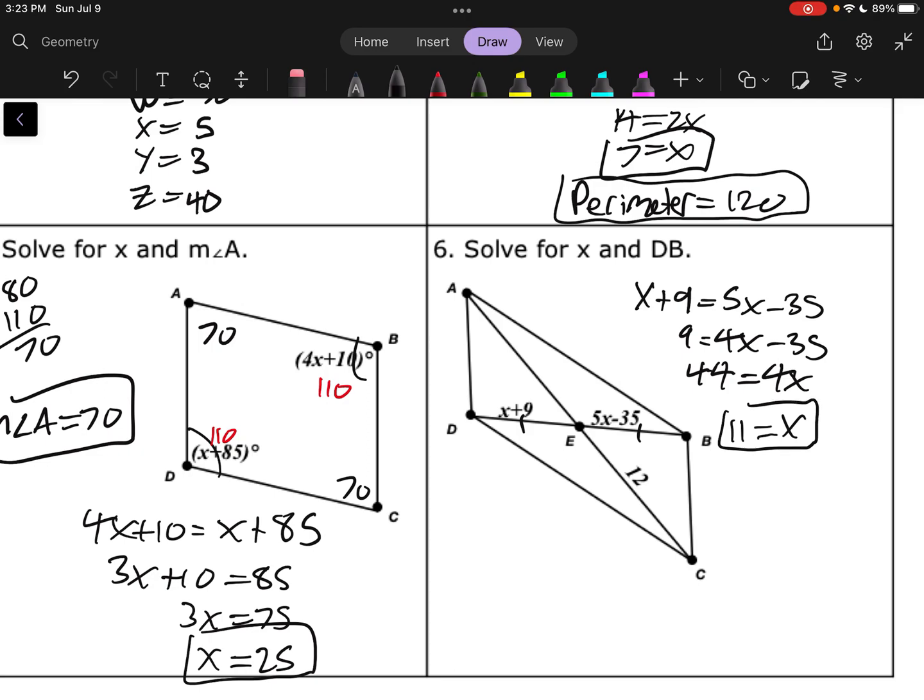And if x is 11 and I plug it back in, then 11 plus 9 is 20. And 5 times 11 is 55, minus 35 is 20. So the whole thing there, the whole dB would be 40, right? dB is the entire diagonal, so dB is equal to 40.